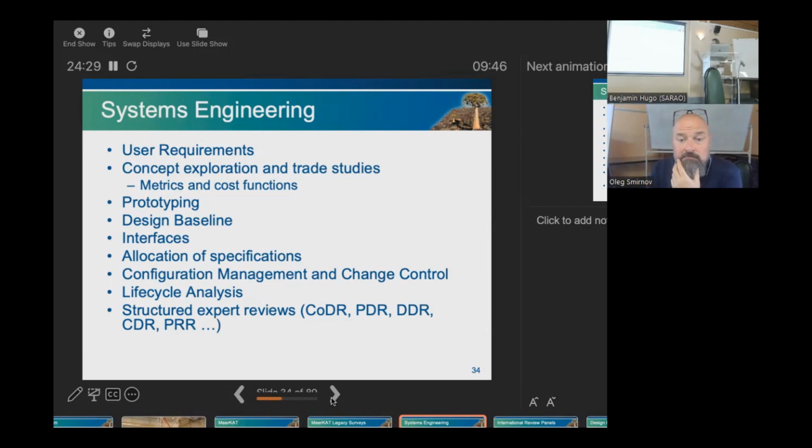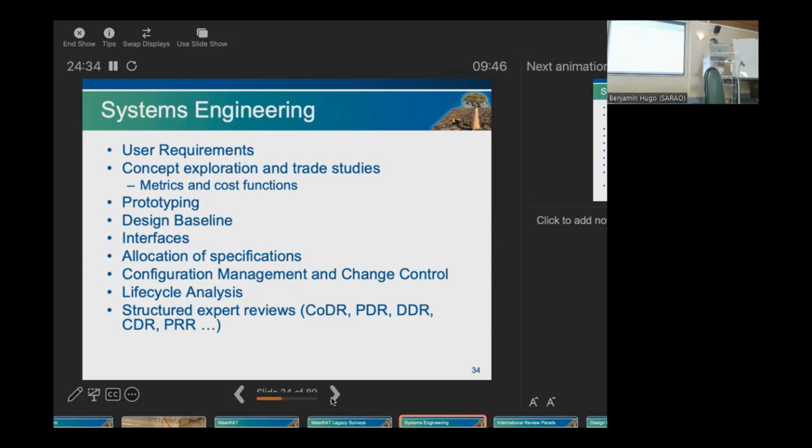You look through all of the concepts. You do a lot of prototyping. You work to baselines. You don't keep changing your mind, which is what I used to do a lot. You define interfaces between all the different subsystems.